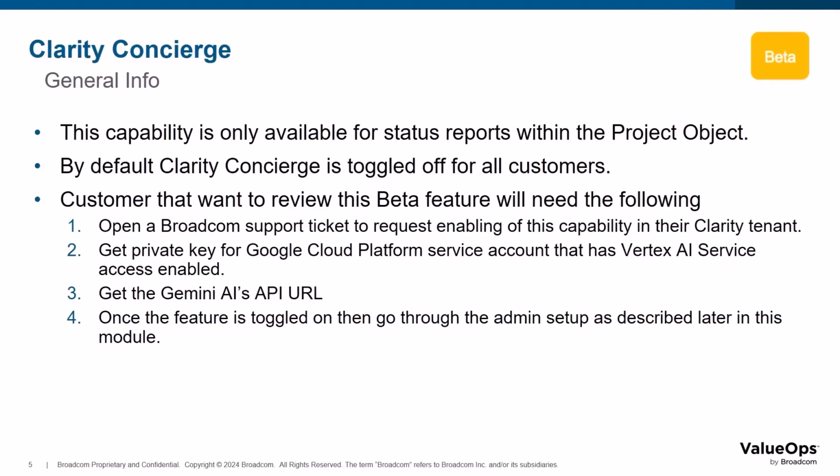The customers that have toggled this functionality on will have to do the following 4 steps, which are defined in detail in the presentation. 1, they have to open the support ticket to toggle it on. 2, they need to get a private key for the Google Cloud Platform service account that has Vertex AI service access enabled. 3, they need to get the Gemini AI's API URL. And 4th, they go ahead and do all the configuration within Clarity to use this service.